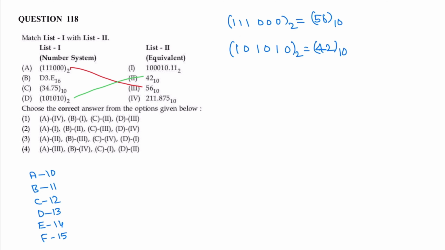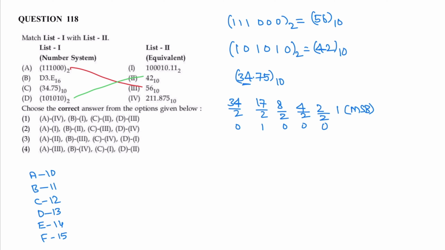Next, take statement C, the list 1, 34.75 base 10. Convert this decimal number into a binary number. 34 by 2 is 17, remainder 0. 17 by 2 is 8, remainder 1. 8 by 2 is 4, remainder 0. 4 by 2 is 2, remainder 0. 2 by 2 is 1, remainder 0. So this is the MSB. For the integer part, 100010.